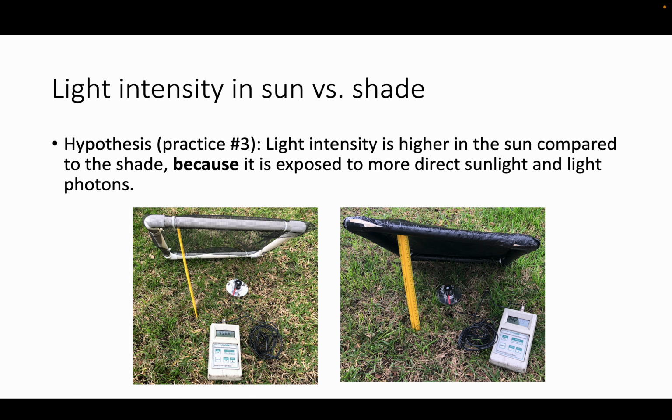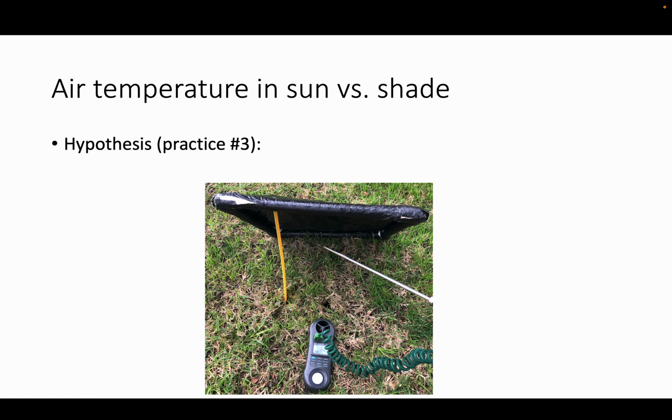And as of right now, okay, you can come up with some hypotheses. This is practice 3 in your lab manual. So a good way to write your hypothesis, this is just an example, but let's say you hypothesize that light intensity is higher in the sun compared to the shade. Make sure you include a good rationale. So there should be a because statement. Why would that be?